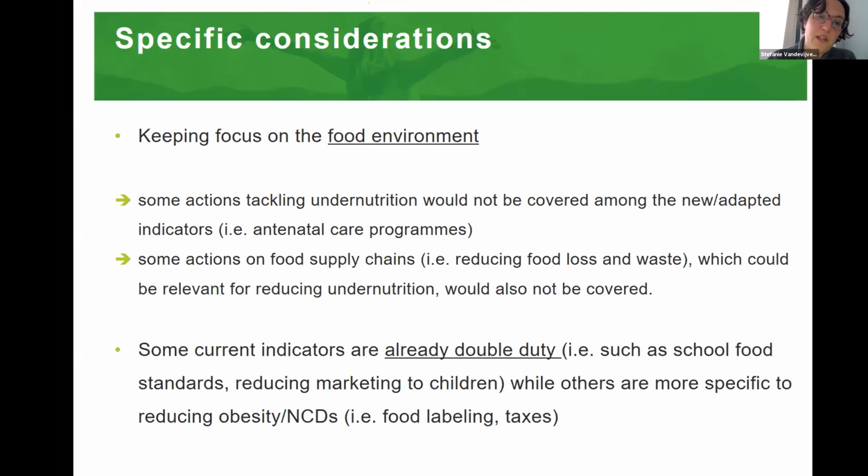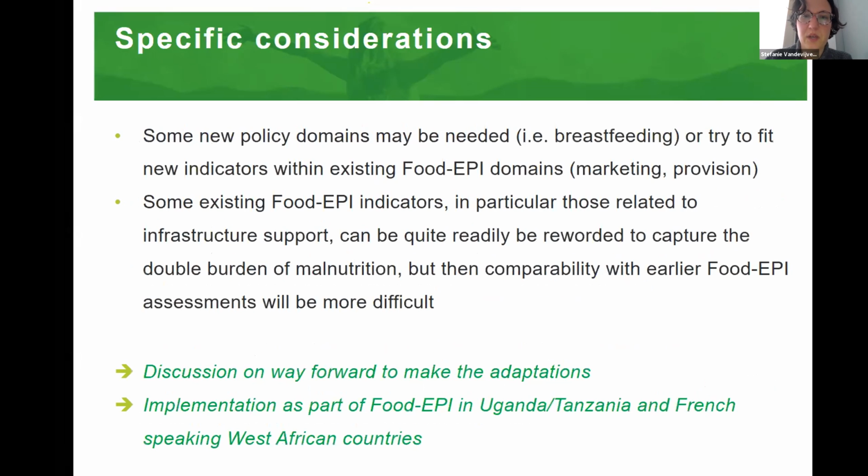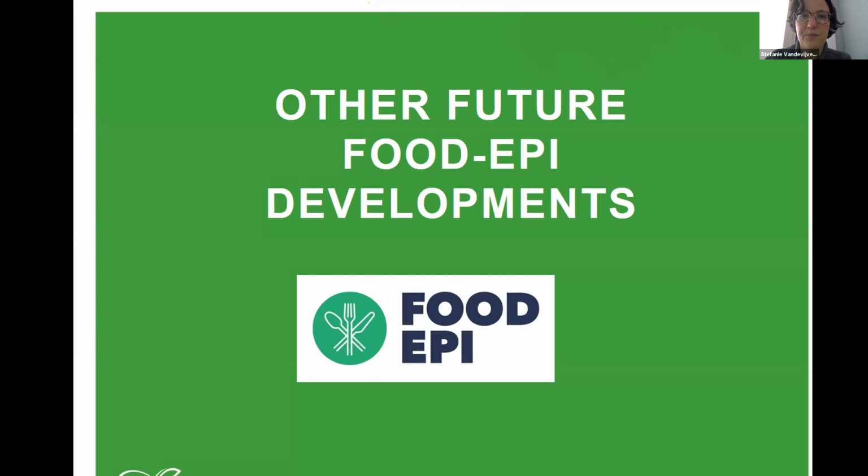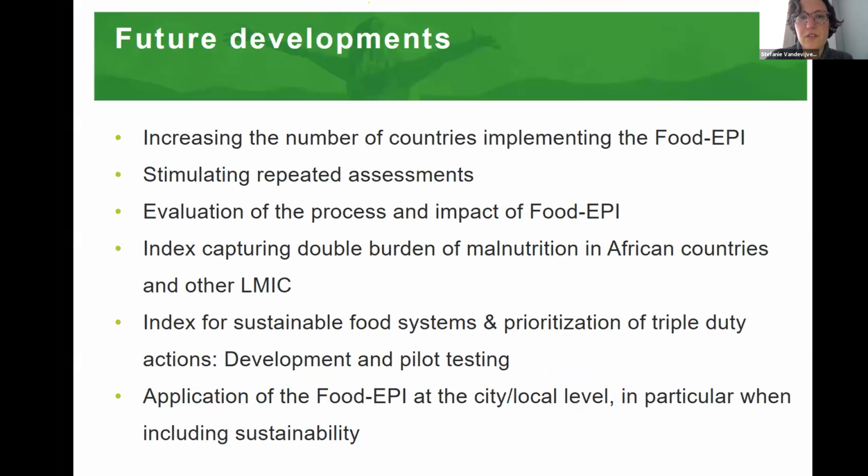But the key point is that we really want to prioritize double duty actions that governments can take. So to really have more impact on reducing the double burden of malnutrition. And some indicators in the Food-EPI actually are already double duty, while some others are really more specific to obesity and NCDs. So this is going to be done also in Africa with some countries that are going to try to integrate this. So that's the end.